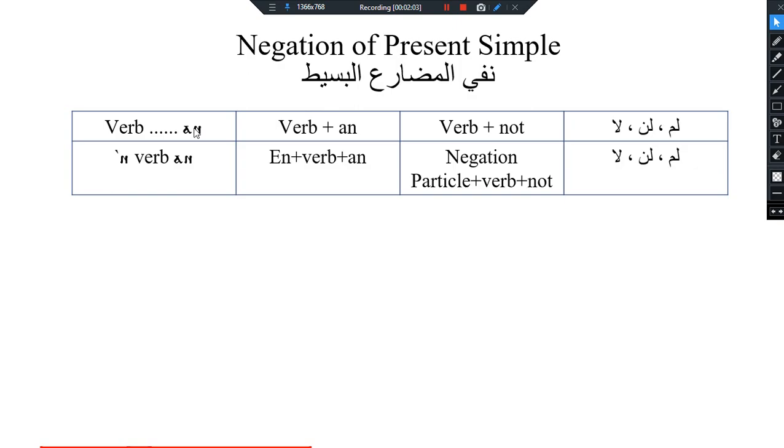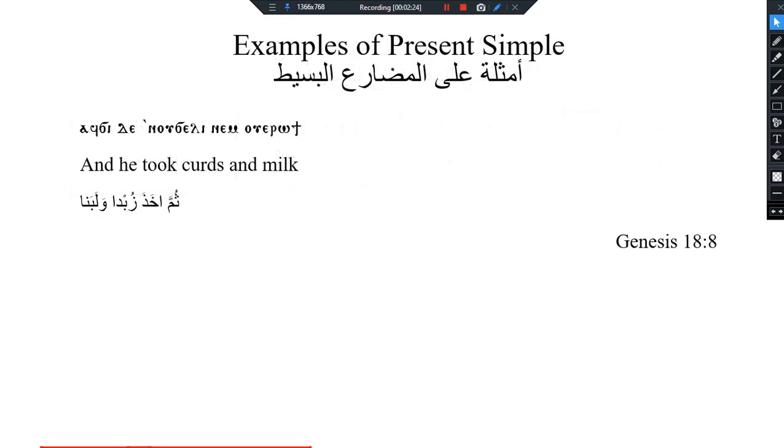Another topic of the present tense: we talk about the negation of the present tense. In negation we add the word an after the verb, or in, which is a negation article, before the pronoun which precedes the verb, and an after the verb. For example, in Genesis 18:8 it says, af-chi en ou-celi nem ou-eroti. It means, and he took curds and milk.